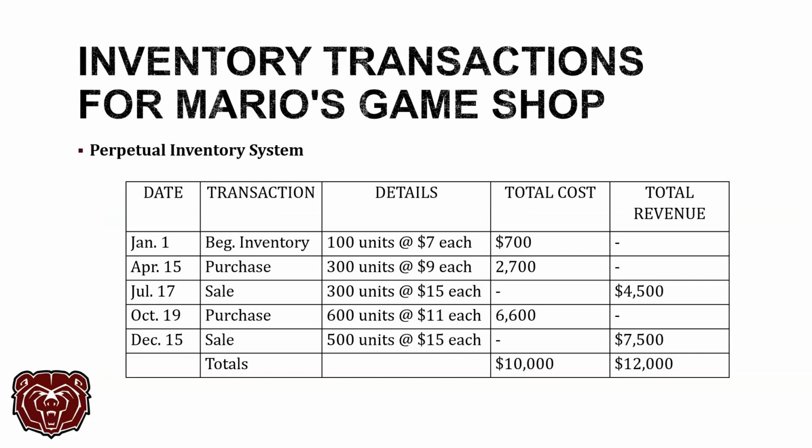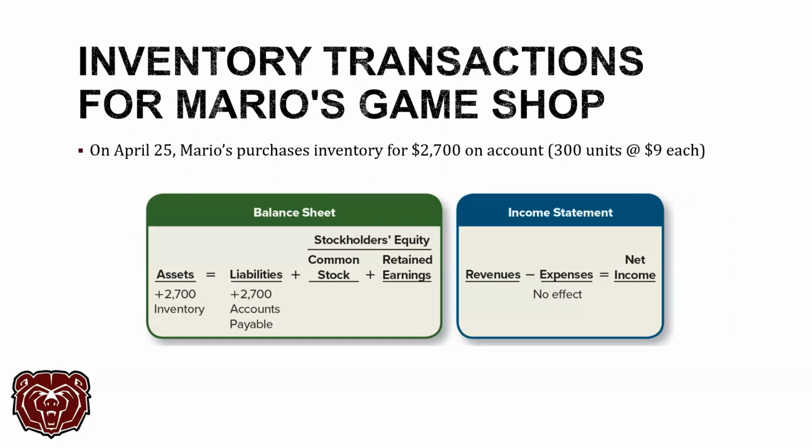Okay. So really quickly, we'll look over an example of transactions for Mario's Game Shop. This is using a perpetual inventory system, meaning that every time they scan a product through their point of sale system, every time they sell something, it gets removed from their inventory. So here we've got a bunch of detail. You can see that on January 1st, they had a beginning inventory total of 100 units that they paid $7 a piece for. They had a total cost of $700, and we can just keep going down the list there. See, there are some purchases, some sales, okay? And then at the end of the day, we can see that our total cost was $10,000 and our total revenue was $12,000.